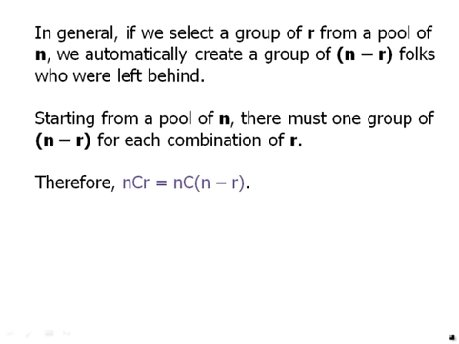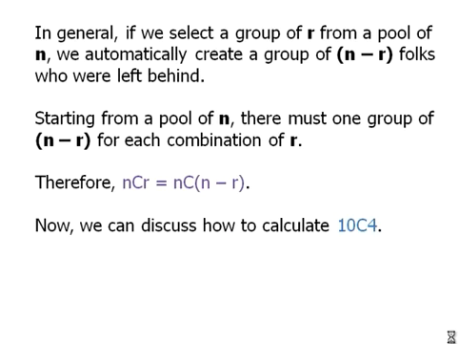Therefore, n choose r must equal n choose n minus r. That's a very important formula, and that shows a deep symmetry to these ideas of combination and these numbers that we get for combinations. Now we can discuss how to calculate 10 choose 4.